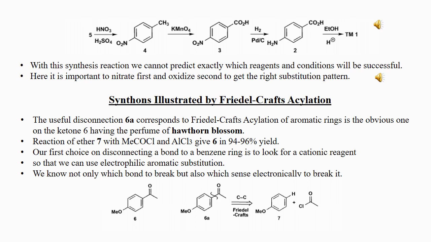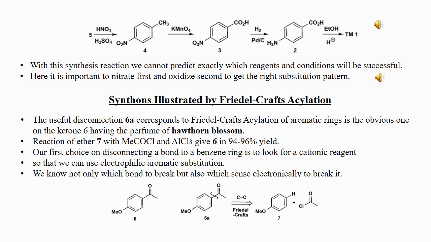So as you can see here, now we are going to do the synthesis. We have taken toluene, compound 5, and we have done nitration of toluene. Para-nitrotoluene was made, and then side chain oxidation took place, and the toluene methyl group has been changed to a carboxylic group, structure 3.